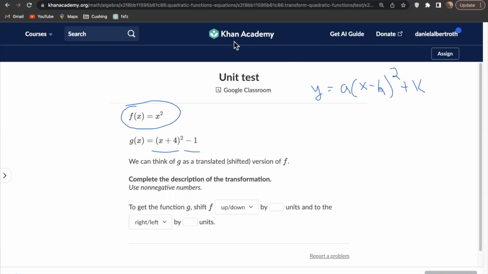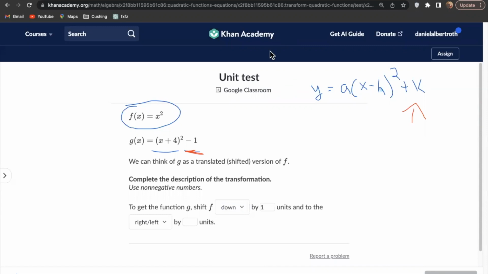So if we're thinking about vertex form, k at the end here is kind of the easiest one to think about. It's a vertical translation. K is a vertical translation. It's just shifting the graph up or down. So for us, g of x, I have a -1. So it makes sense that we're going down by 1. So part of the translation is that we're going down by 1 unit.